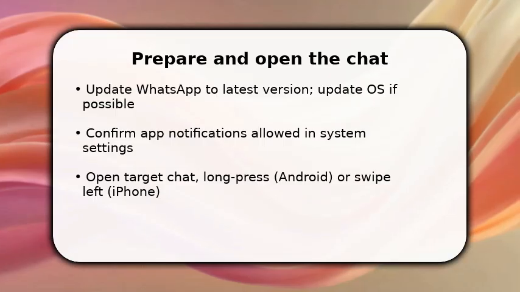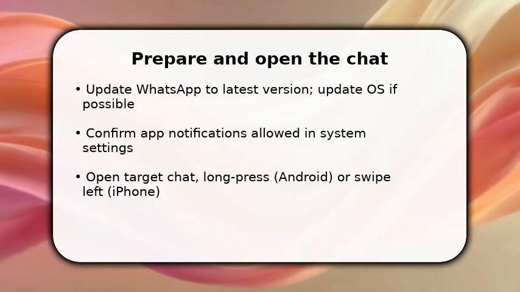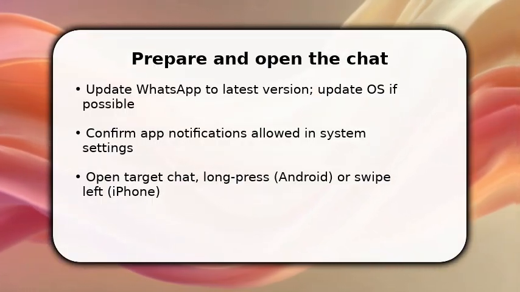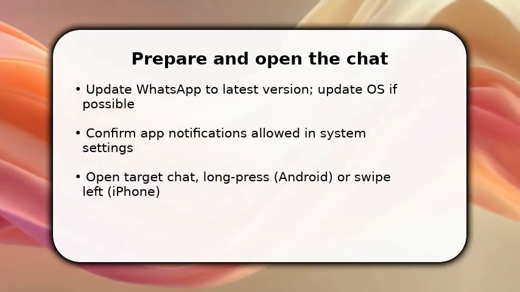Enjoy the video. You start by updating WhatsApp and confirming system-level notifications are enabled so you can control channels. Once done, open the specific chat you want to stop unmute messages for.